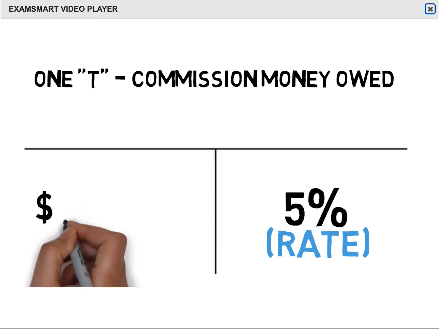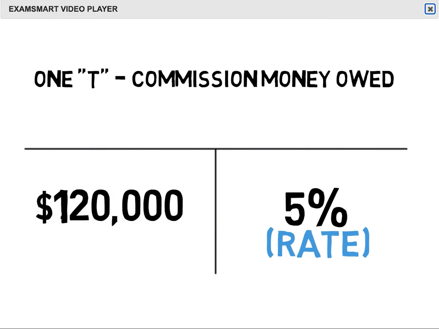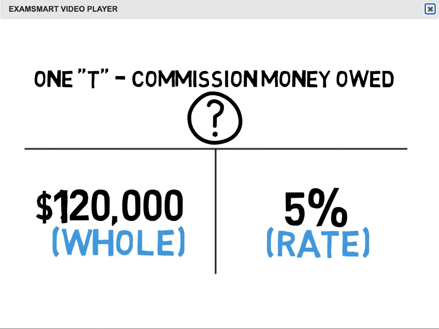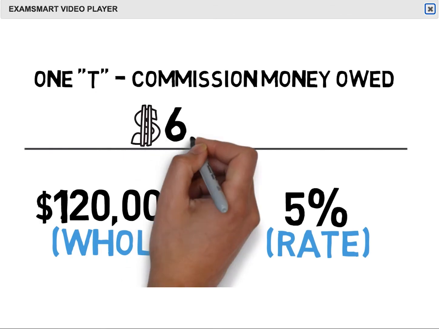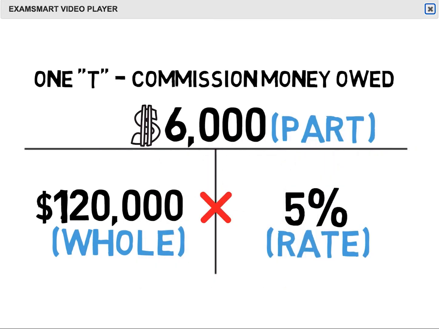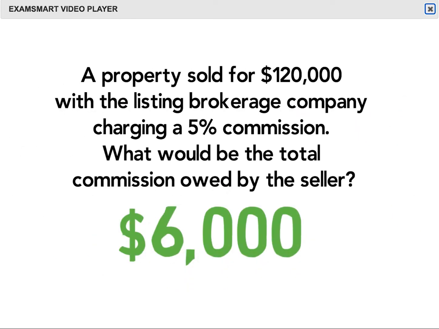The $120,000 sale price is the largest number. That will go in the bottom left for the whole amount. Our T formula tells us to multiply straight across. So we will take $120,000 times 5%, and that will give us the part, or the amount of the commission, of $6,000, and that would be our answer.